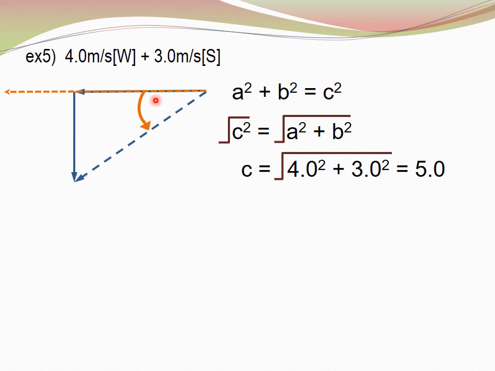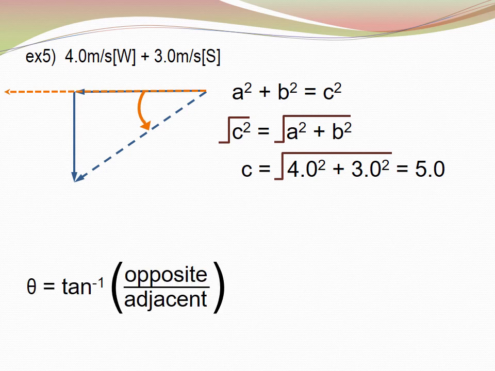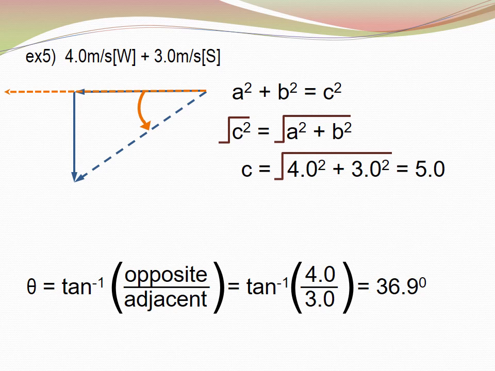So I want to find this angle using this side, which is my adjacent, which is equal to 4, and my opposite, which is 3. So I'm going to be using tangent. Tan theta equals opposite over adjacent. So inverse tan of 3 over 4 gives me 36.9 degrees. I went west first and then counted 36.9 degrees towards the south.